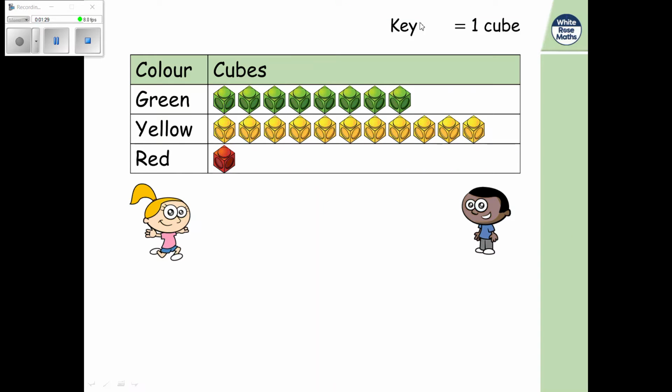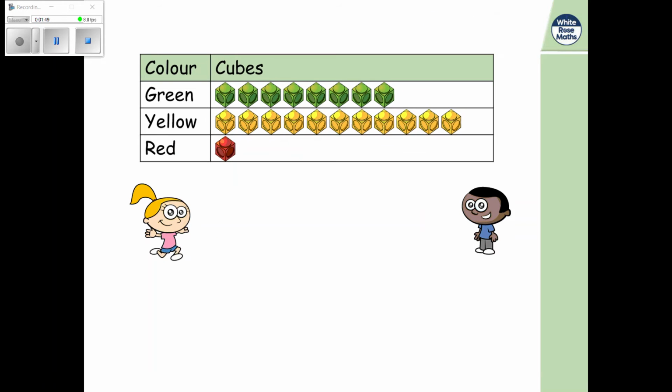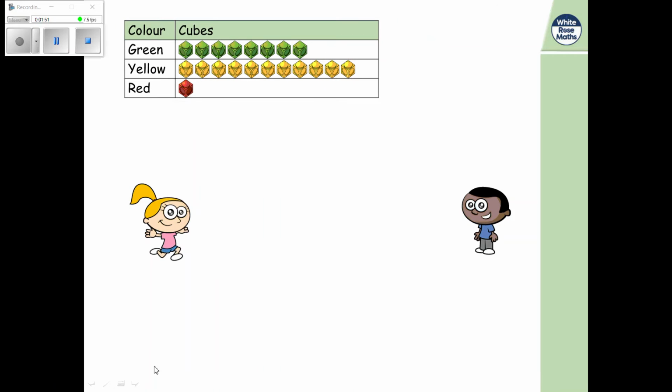So it says here there is a key, so it does show that each cube is 1. So they've used probably a different colour here just to show that all cubes, whether it's green, yellow or red, this 1 cube equals 1. So there are green, yellow and red. Let's make real towers using cubes. How exciting. I hope we could do that. So they are off to make their real towers of cubes.